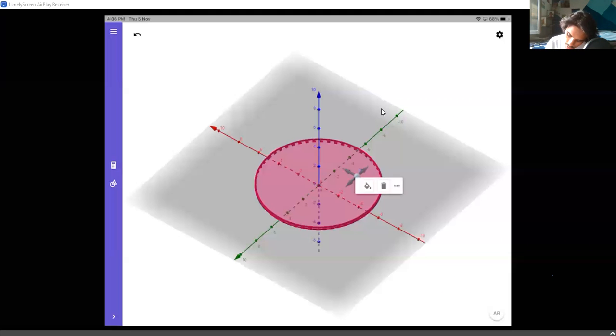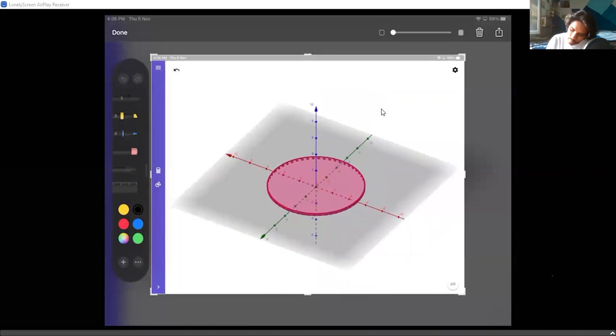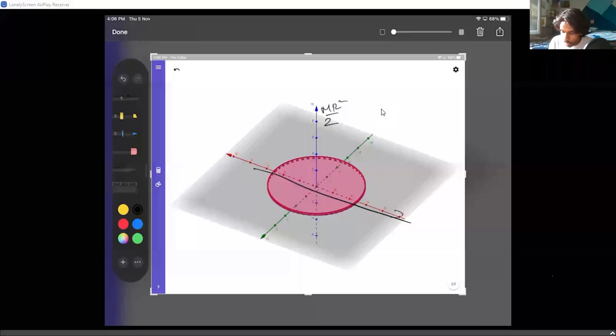Let me delete this thing. I'm writing the examples. About this thing, it is a disk. So mr square by 2. I'm starting with mr square by 2. So about this axis and about this axis, it is mr square by 4 and mr square by 4.